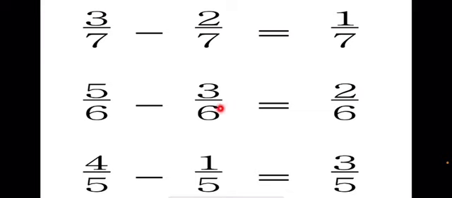5/6 minus 3/6. So here again 6 will remain as it is in the denominator and 5 minus 3 is 2. So 2/6 is the answer. 4/5 minus 1/5. So here again 5 will remain as it is in the denominator and 4 minus 1 is 3. So 3/5 is the answer.